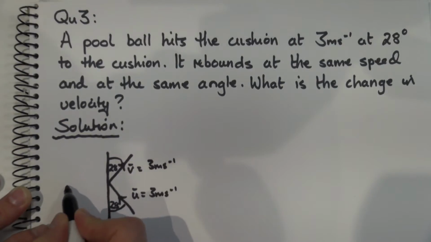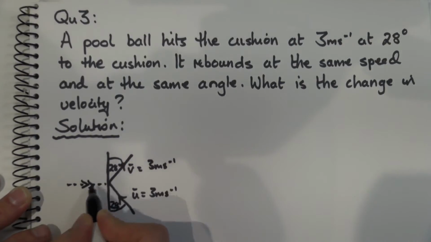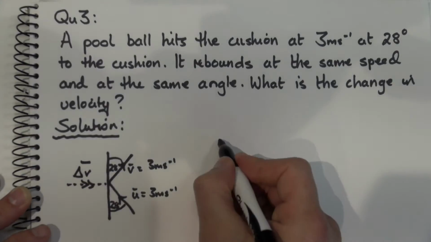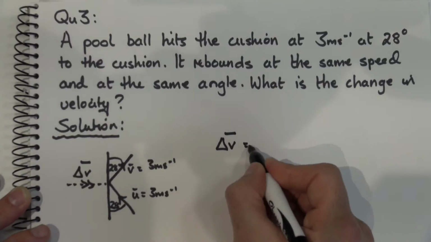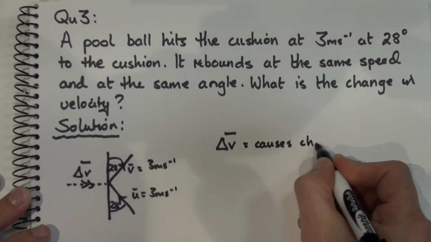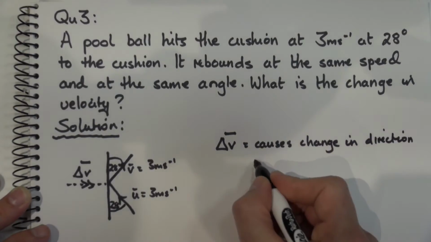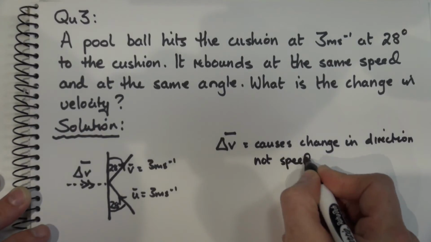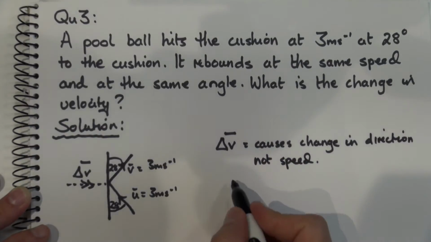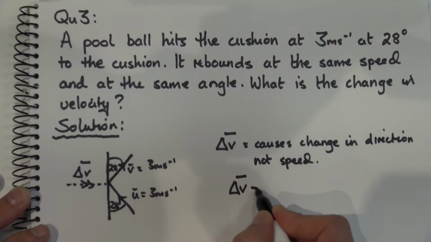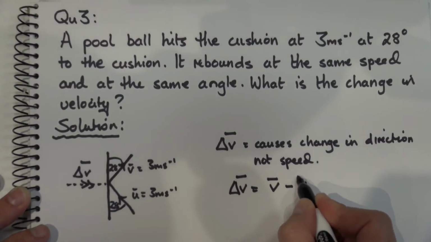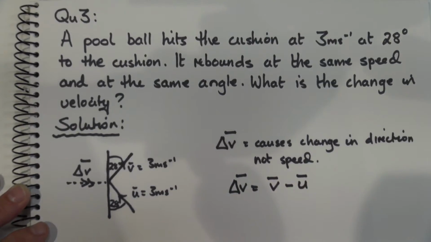Now the change in velocity is going to be directly opposite, and the change in velocity will be caused by the cushion. So we know that the change in velocity basically can cause a change in the speed, and it can also cause a change in direction, but not always the same. Remember, velocity is a vector. Okay, so we know that delta v equals v minus u.